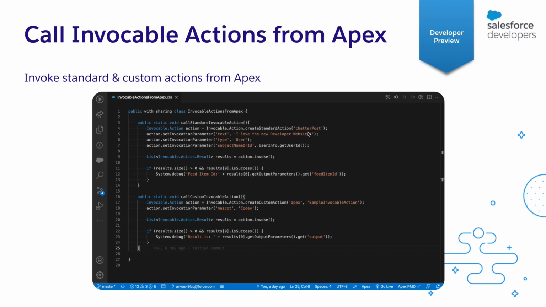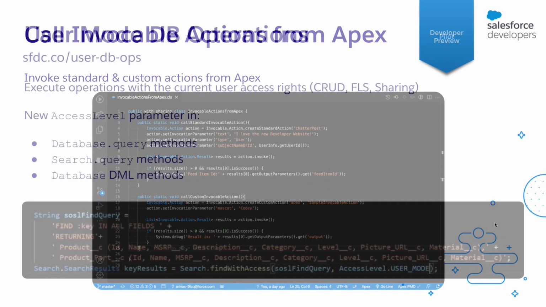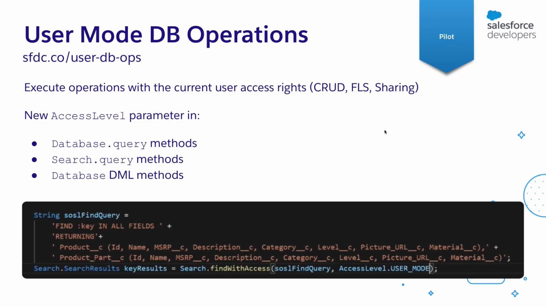For instance, here we are invoking an action to create a chatter post. And you are going to be able to invoke custom actions that have been defined in Apex, or if you have a custom action that you have installed from an external provider, you don't need to have access to the code to be able to execute it. Again, this is something that I demoed at Release Readiness Live, if you are interested in watching a demo.